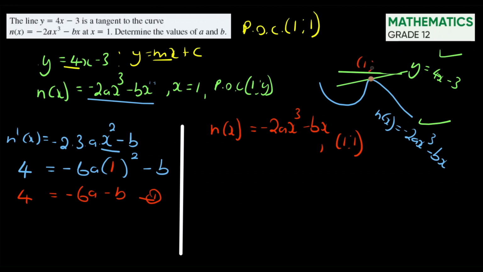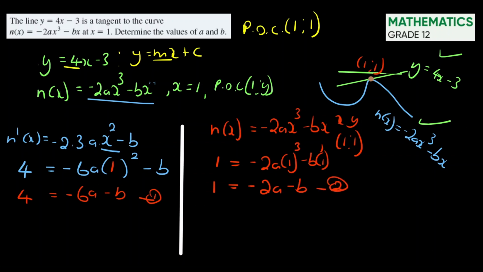I'll just write it as 1:1. So we can substitute it on either graph. So we can just go ahead and substitute. Where there's x, we're going to substitute 1. Where there's y, we're going to substitute 1. So it's going to be 1 is equal to negative 2a times 1 cubed minus b times 1. We're going to have 1 is equal to negative 2a minus b. And that's our equation 2.